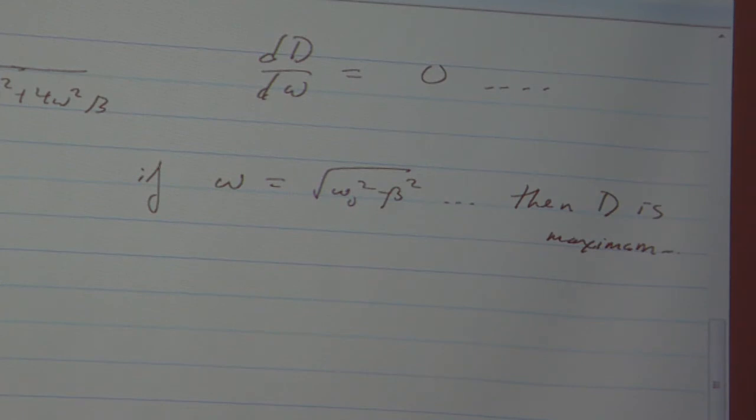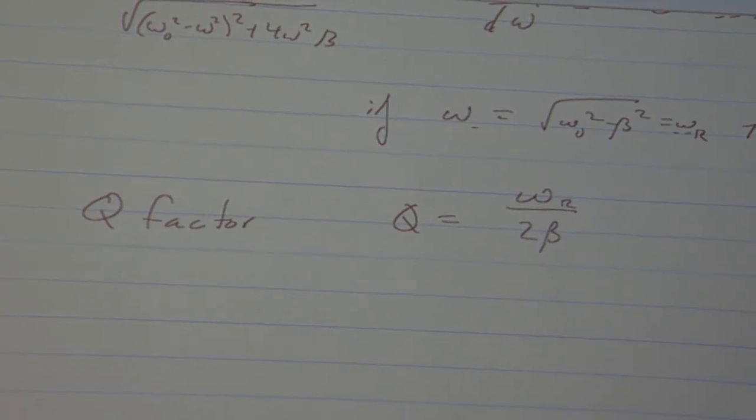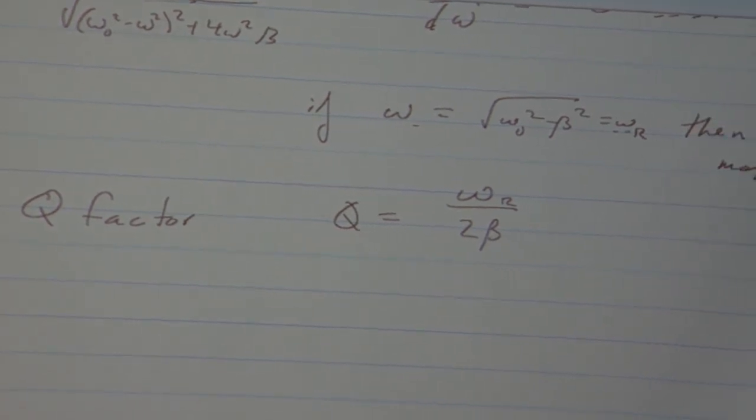So you can define something called the Q factor. Q is omega resonant over 2 beta, and you call this omega r. So omega r is the resonant omega. Omega is how much you drive it at. So if you drive it at the resonance, omega r is the square root of omega 0 squared minus beta squared.